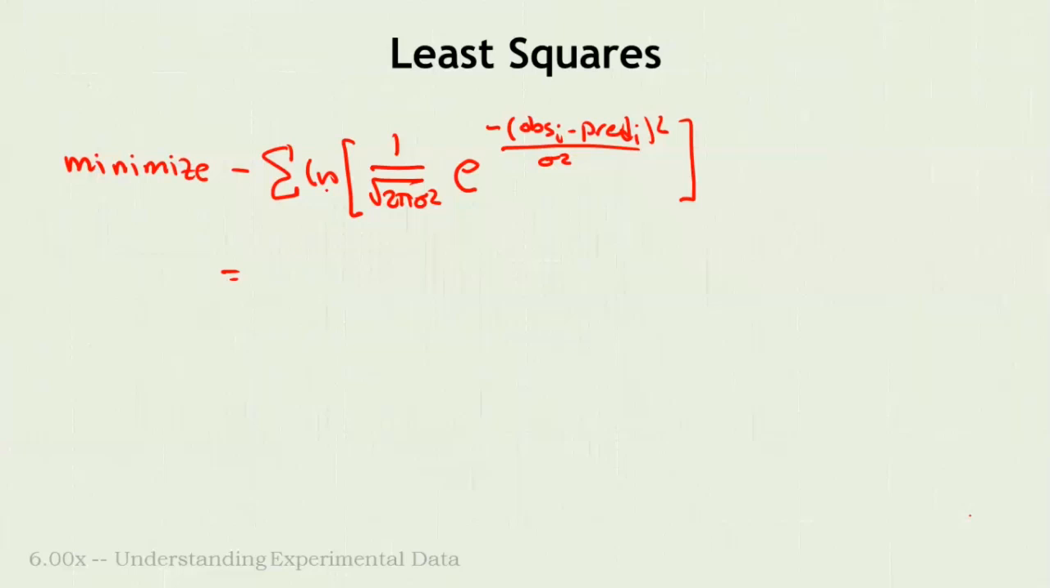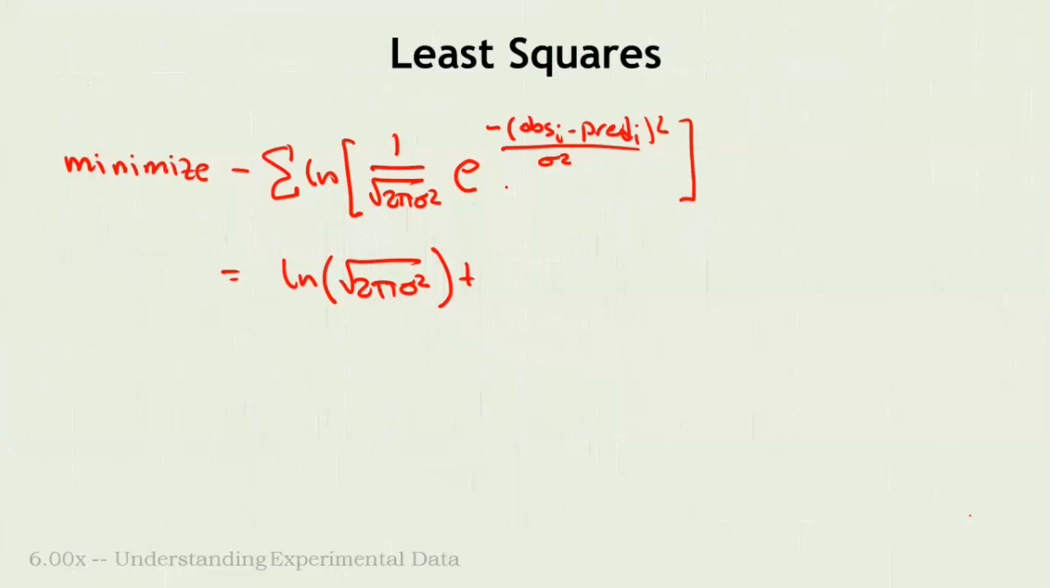So the natural log of a product is the same as the sum of the natural logs. And the natural log of 1 over something is minus the natural log of the something. So we'll use that minus to cancel out some of this. So this will be the same as the natural log of the square root of 2 pi sigma squared, plus, and now I'm going to move this minus sign in, minus the natural log of this guy, which is the natural log of e to the something, which is something.